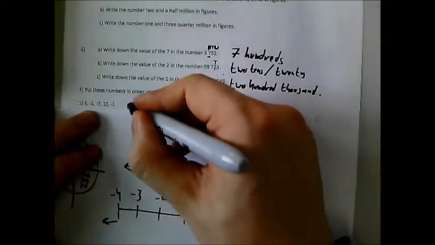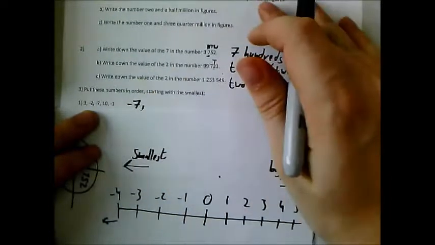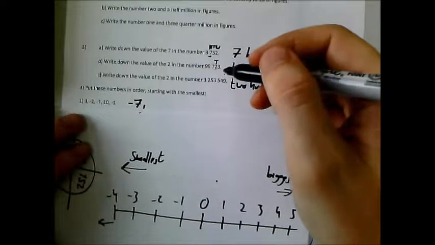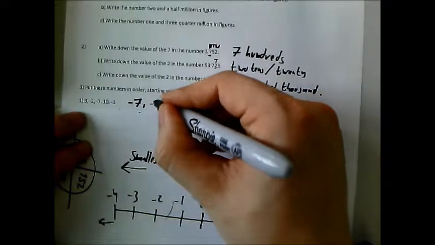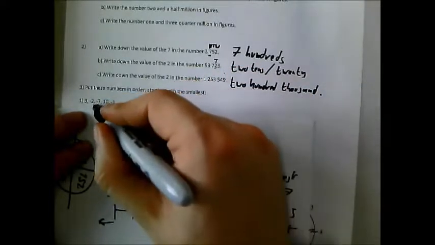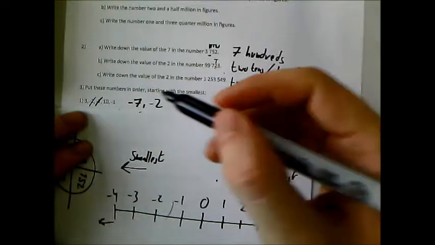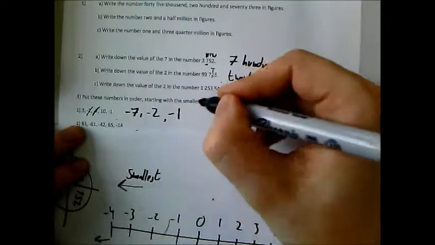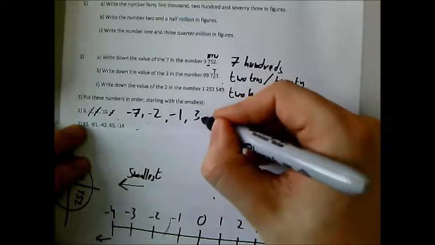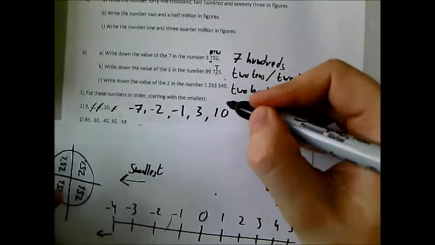So negative 7 is the smallest. My next smallest will come up to negative 2 here. So negative 7, negative 2. My next smallest is next to that, negative 1. And then we get to 3. And then 10.